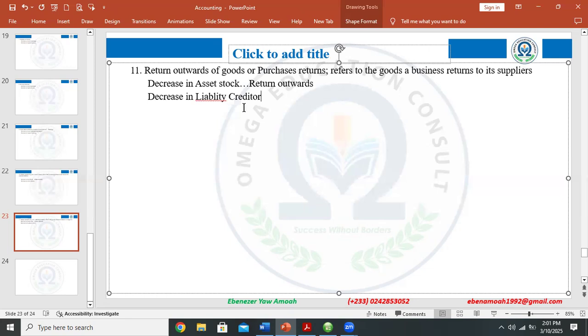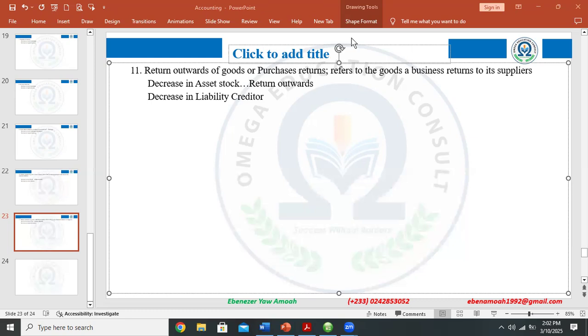Okay, so here again, let me give an example so that you understand. Omega accounting class, we are a business, and we sell erasers. So we went to Malcolm to buy erasers. Malcolm is our supplier. Malcolm supplies us with the erasers and then we sell to our customers. When we went to Malcolm, we bought erasers worth 300 Ghana cedis. Now, when we got to our shop, we saw that some of the erasers are not erasers. They are toffees. So what do we do? We return those toffees back to Malcolm, and that is return outwards.